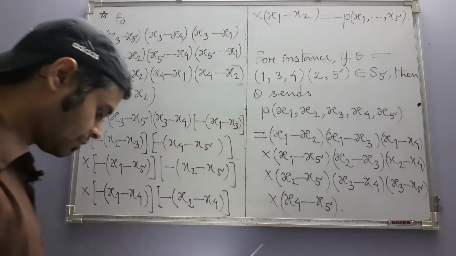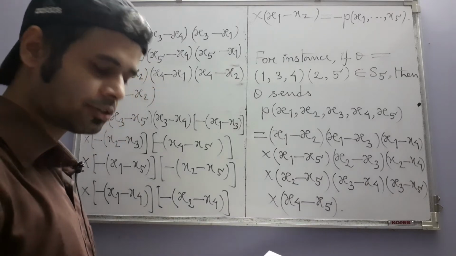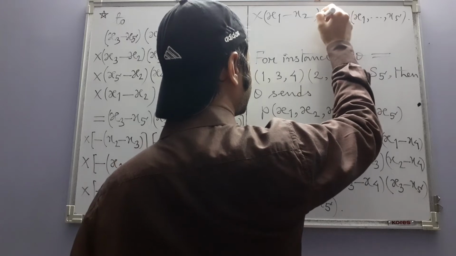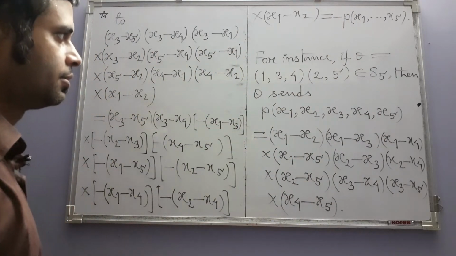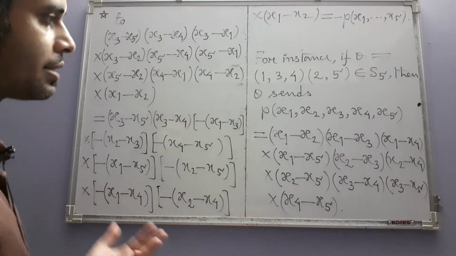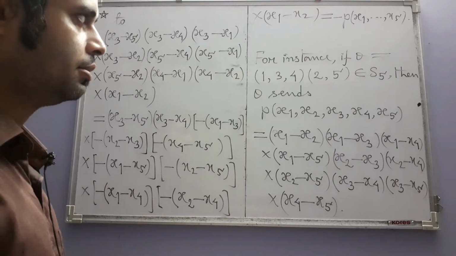And what does Herstein write? Which can be verified to be minus of p. Yes, and we have in fact verified that here just now. Okay, so p has been sent to minus p.